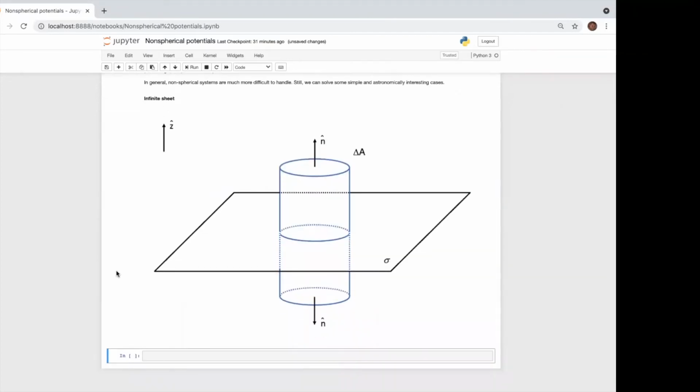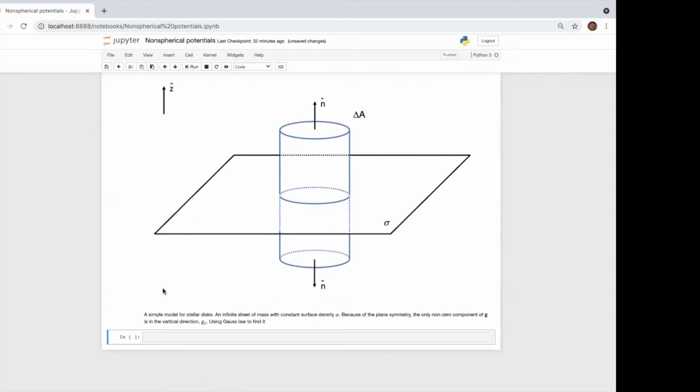Let's solve first the case of an infinite sheet, the infinite disk with infinitesimal thickness. That's a simple model for a stellar disk. It's an infinite sheet of mass with constant surface density sigma. Now, because of the plane symmetry, the only non-zero component of the acceleration is in the vertical direction. So the vertical direction is here in z.